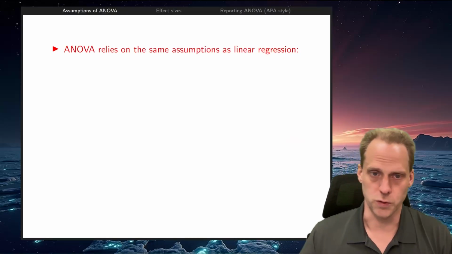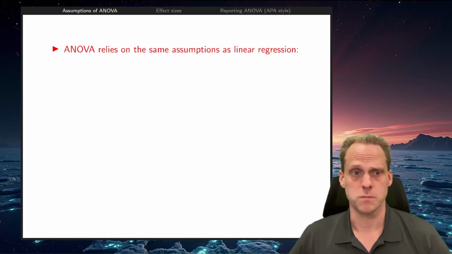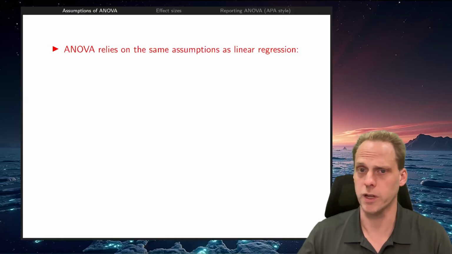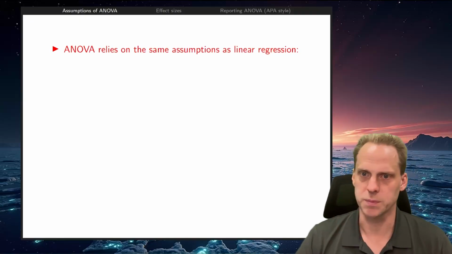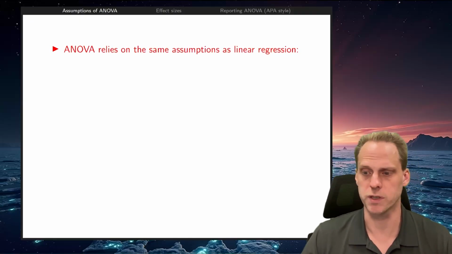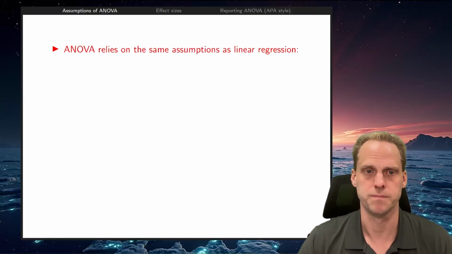In this video, I want to talk about ANOVA assumptions, effect sizes, and reporting. So first, about assumptions. ANOVA is a multiple regression model, a general linear model. That means that the assumptions are the same as in linear regression. You already know this because we already discussed this in linear regression.